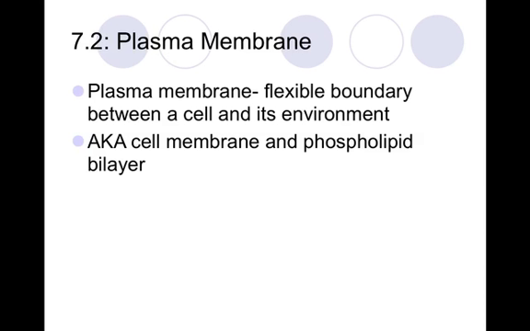One of the main types of organelles that we're going to talk about is the plasma membrane, and this is what surrounds your cell. It is inside the cell wall when we're talking about plant cells, and it is the outer region of the cell when we are talking about animal cells. They're very flexible, and it protects the cell from its environment. Two other names for it are cell membrane and phospholipid bilayer.